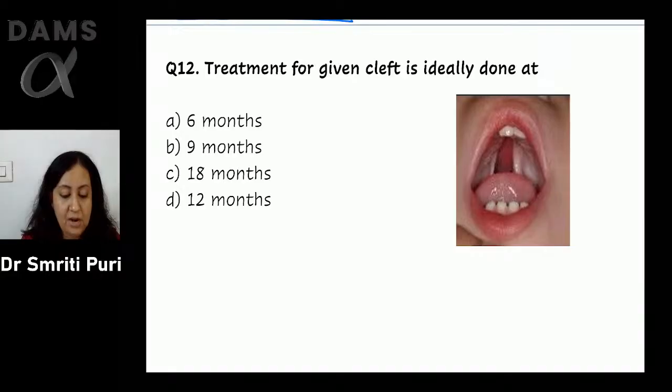Coming to question number 12. Treatment for the given cleft is ideally done at A. 6 months, B. 9 months, C. 18 months, D. 12 months. What would be the answer here? Question number 12. Please answer. All of you.